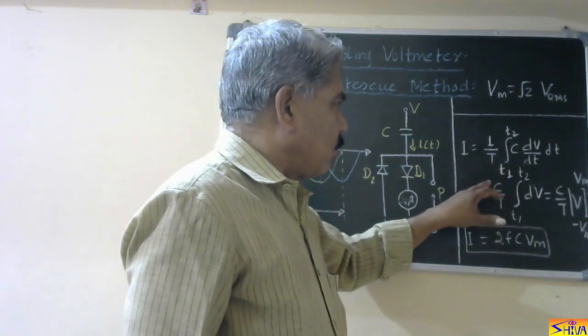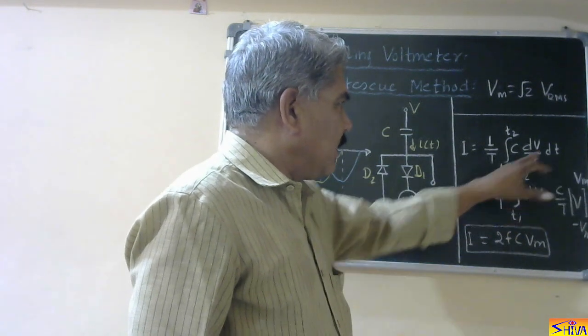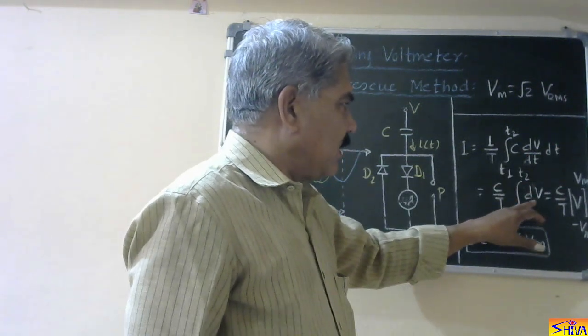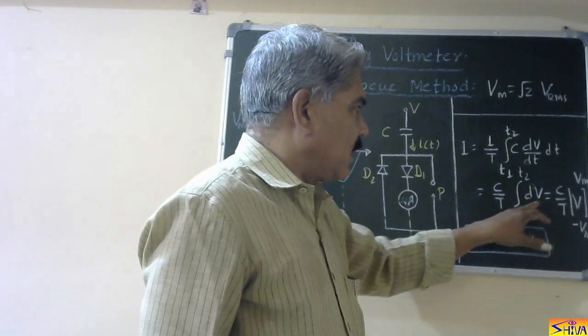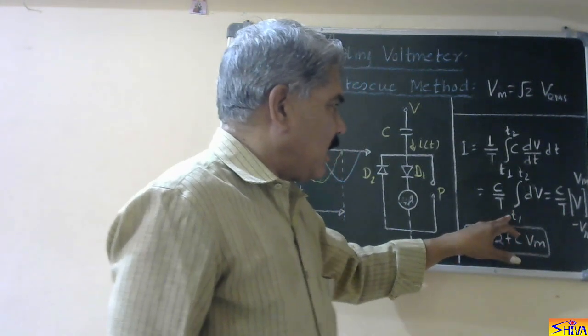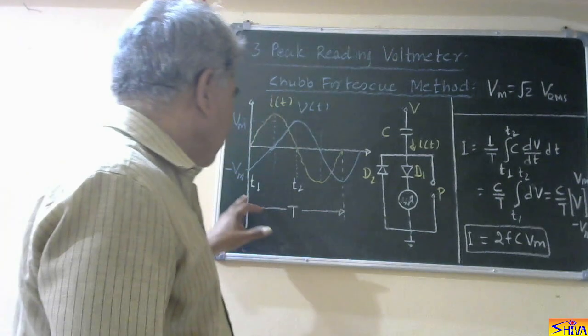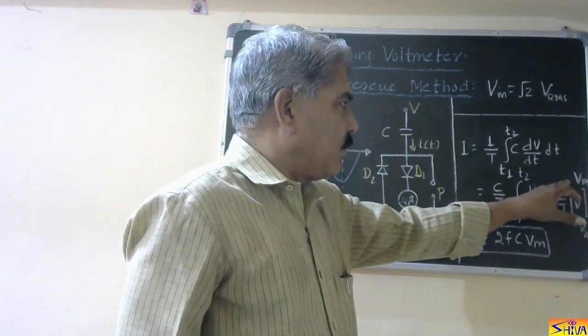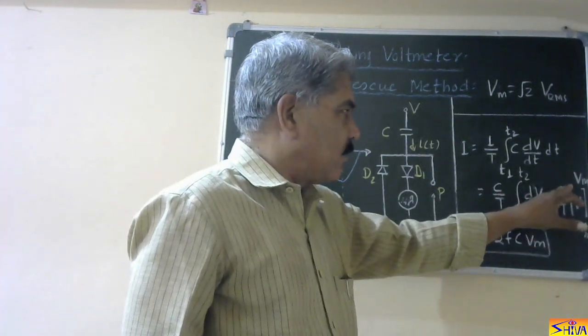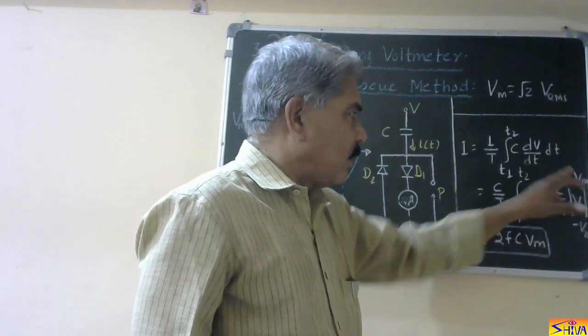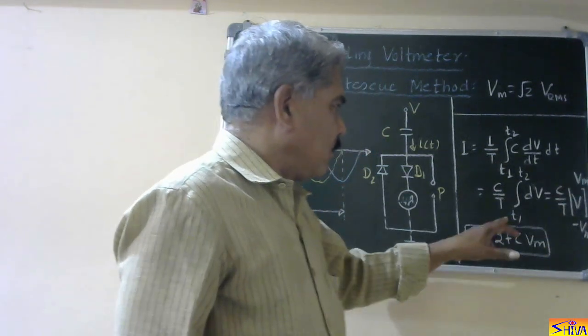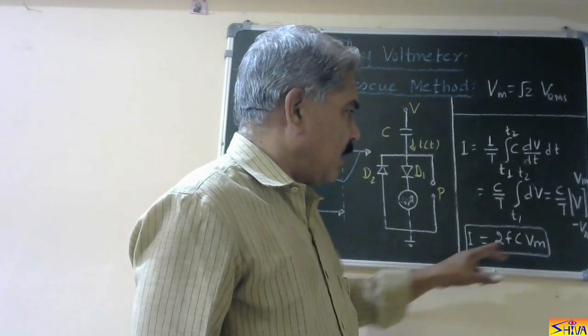We can take C by T out common. This dt will get cancelled, it is dV. So it is C by T times the integration of dV, which is V, and at T1 the voltage magnitude is minus Vm, and at T2 the voltage magnitude is Vm. So it is the integration of V from minus Vm up to Vm, so it will be 2fCVm. This is the result.